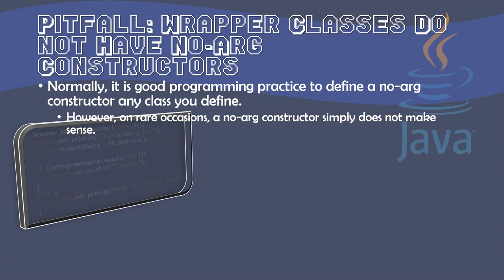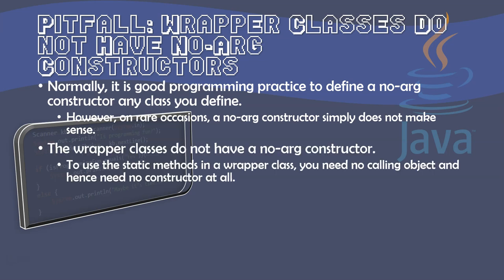It doesn't make sense to have something that doesn't take in a value. Now, the wrapper classes don't have no-arg constructors. If you think about it, when I say Integer num equals 42, notice we don't have to say new Integer, open close parentheses, all that stuff. Instead, if we want to just add methods in the class, we don't need a calling object, and we don't need a constructor at all. In fact, we can just define it, and off it goes.